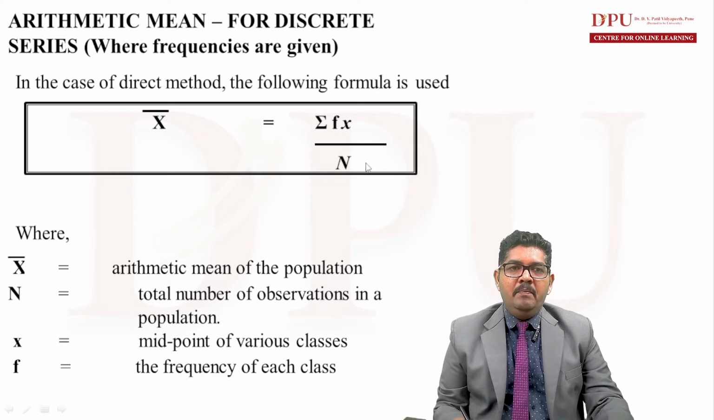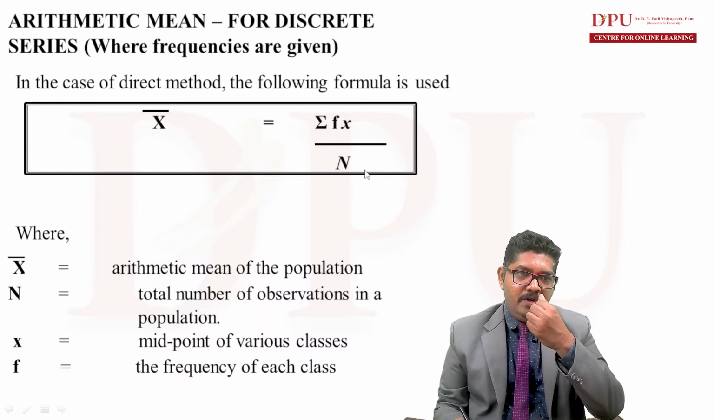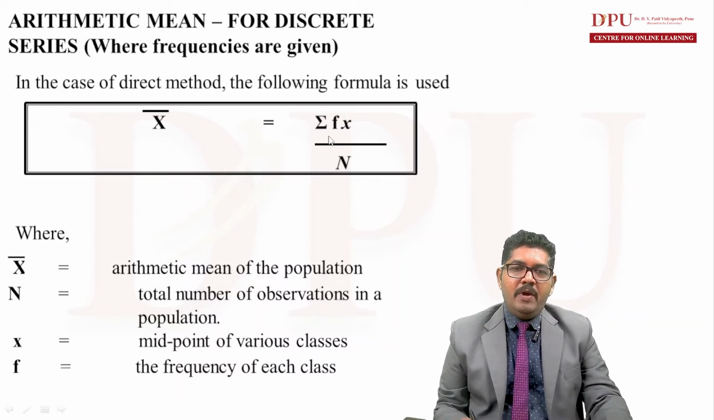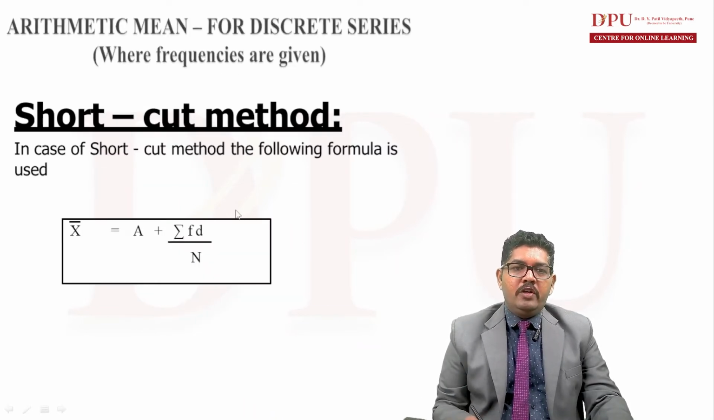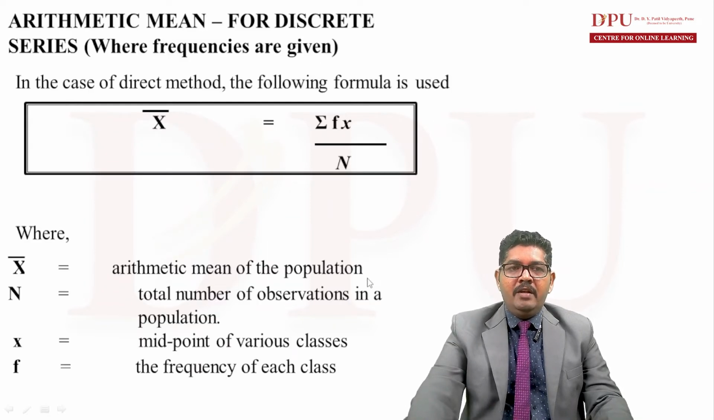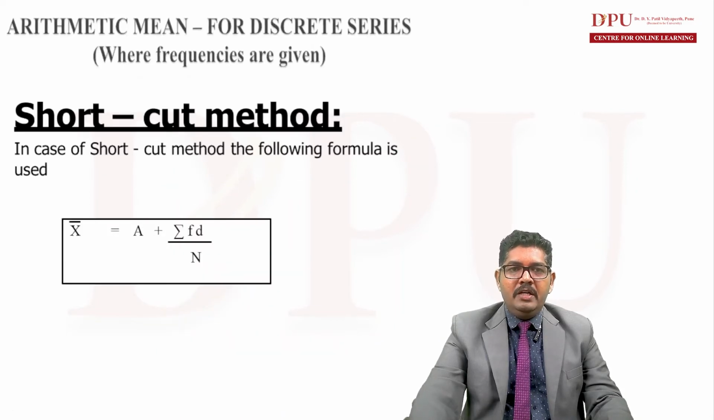Then arithmetic mean for a discrete series. Now what is a discrete series? Here the classes will not be given, only individual values and their frequencies will be given. So this is called a discrete series. In case of the direct method, the following formula is used: x bar is equal to summation of fx divided by n, the same formula. So all the notations remain the same. In case of the shortcut method, the following formula is used: x bar is equal to a plus summation of fd divided by n. So this is the direct method for discrete data, and this is the shortcut method for discrete data.